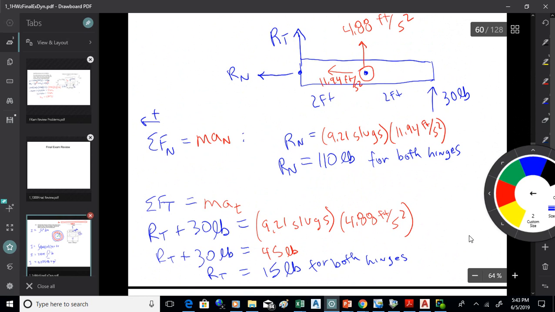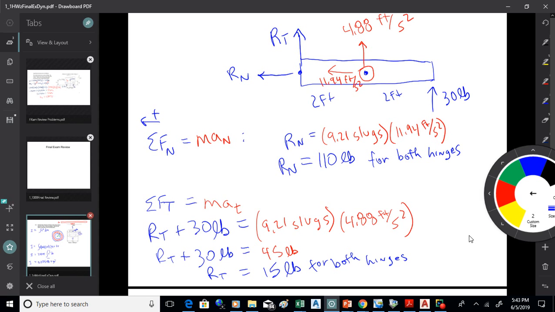What we're going to do is sum forces in the normal direction and set that equal to m a_n. I'm going to call left positive because everything's going to the left. So the normal reaction is equal to the mass, which we found earlier, 9.21 slugs, times the normal acceleration. That's 110 pounds. That would be for both hinges together, the total load on both hinges. So it would be 55 pounds per hinge if you were designing the hinges.